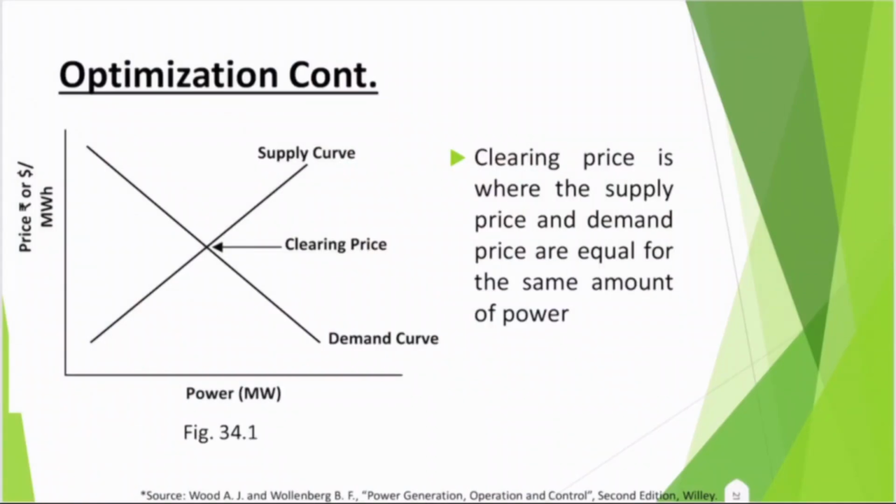And similarly, if a consumer is ready to buy for rupees 10 and you are selling at rupees 12, that combination is not going to work. So the intersection between the supply curve and the demand curve is known as the clearing price, and sometimes popularly known as the market clearing price. Clearing price is where the supply price and the demand price are equal for the same amount of power.